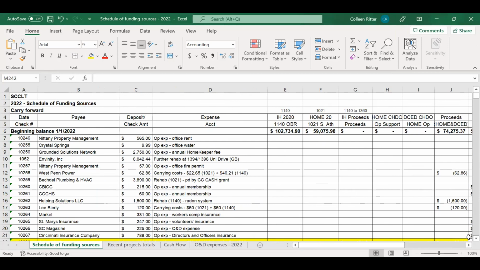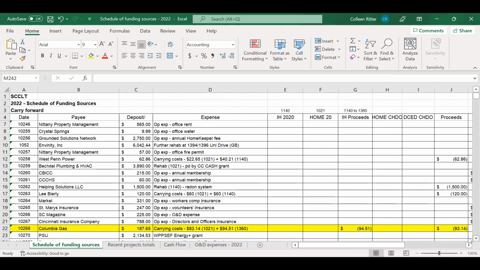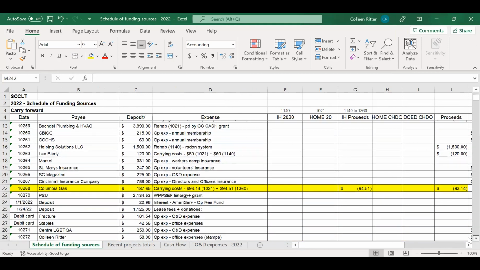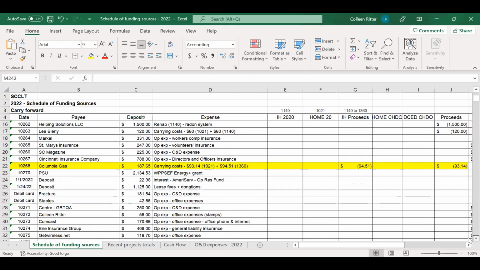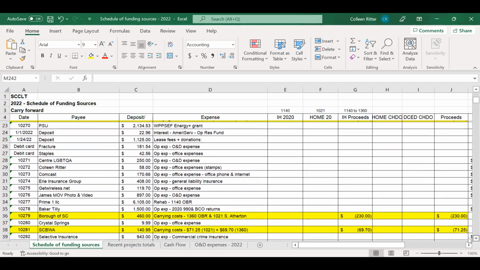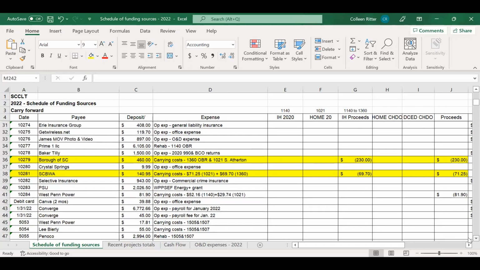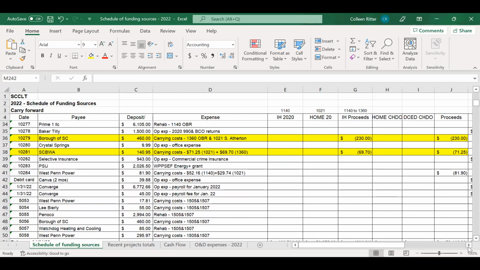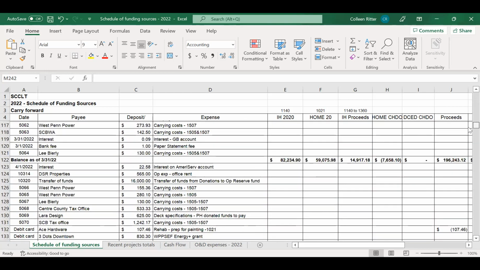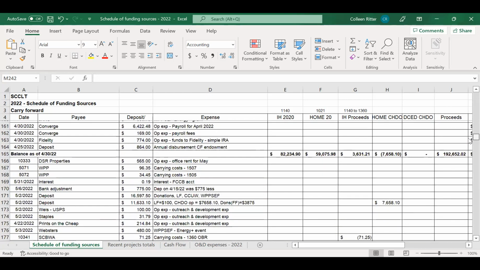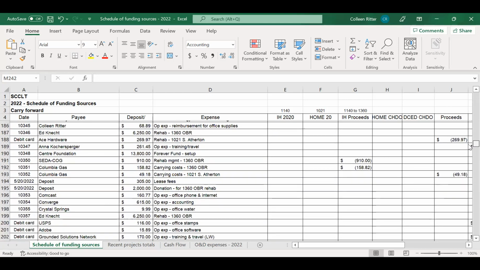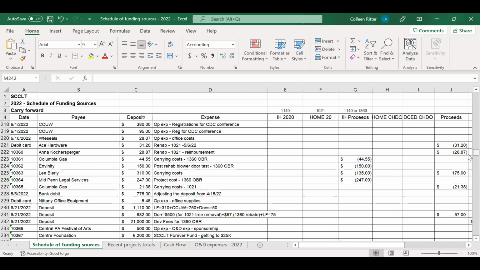Basically, on a personal level, this is like our checkbook register. This is the accounting work that Colleen does. When she pays something or money comes in, she's using this to keep track of those things. So there are multiple levels of accounting here. This is the Colleen level, our checkbook register.